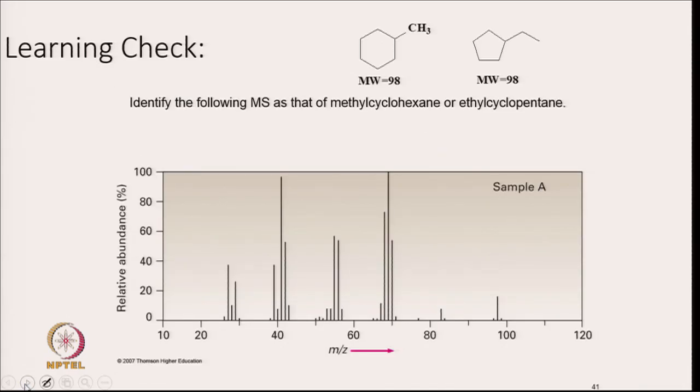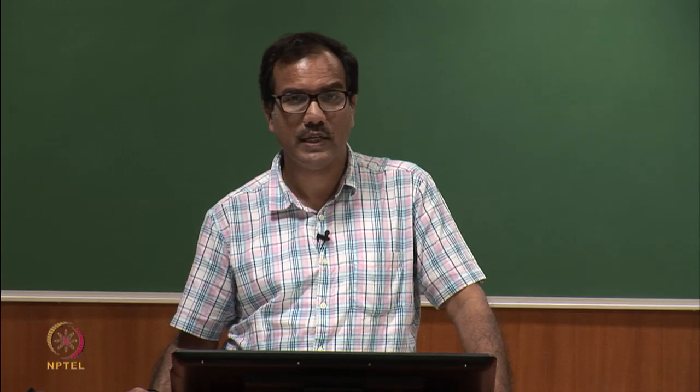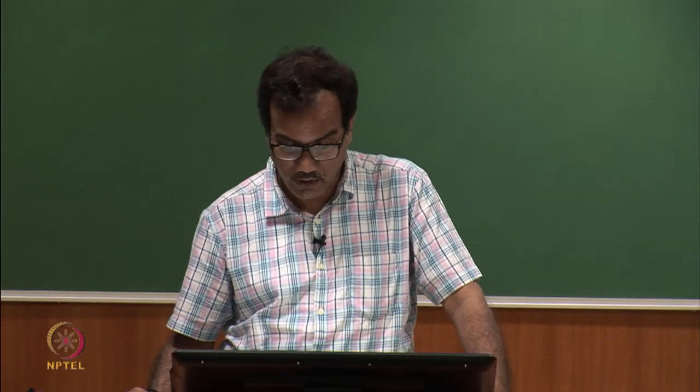Now, we can also distinguish between two different isomers. For example, methyl cyclohexane or ethyl cyclopentane, both have the same molecular weight, 98. So, they cannot be distinguished by the M plus ion peak, but their fragmentation pattern is going to be different, and that is how you can differentiate between these two molecules.